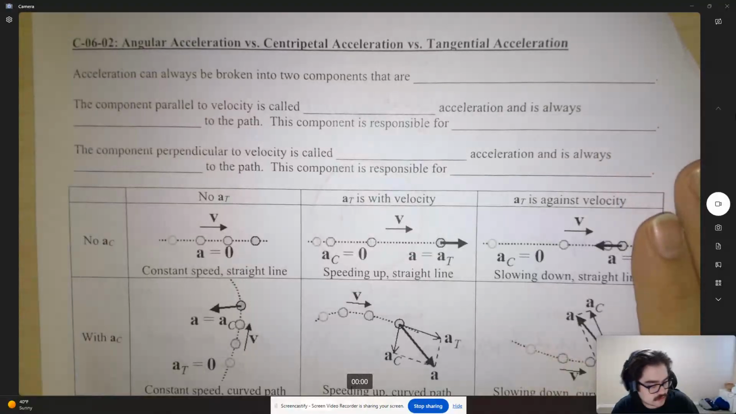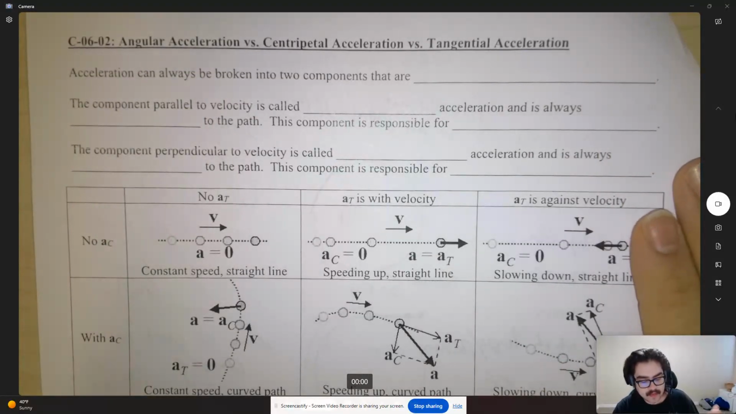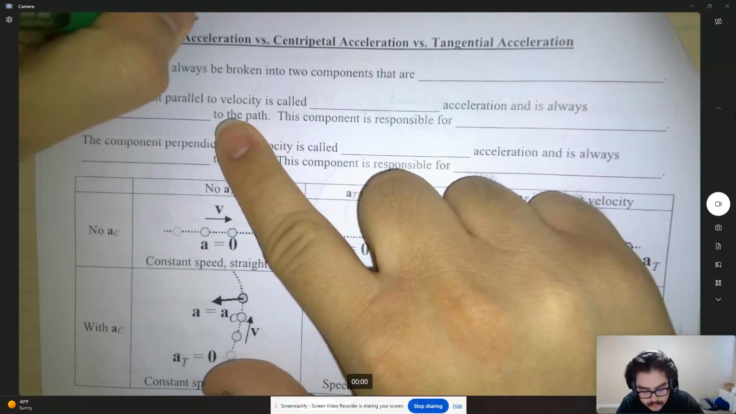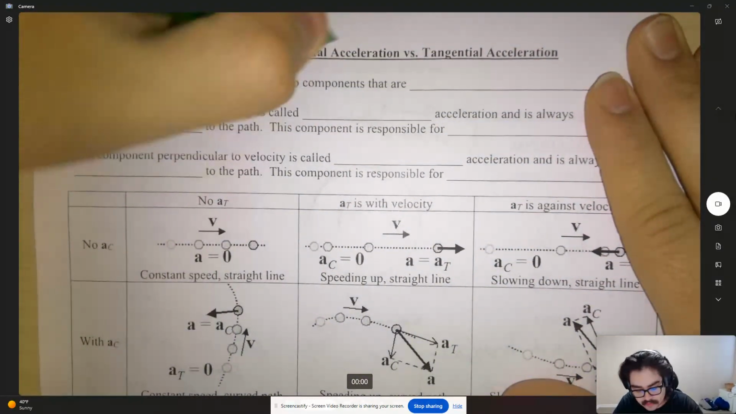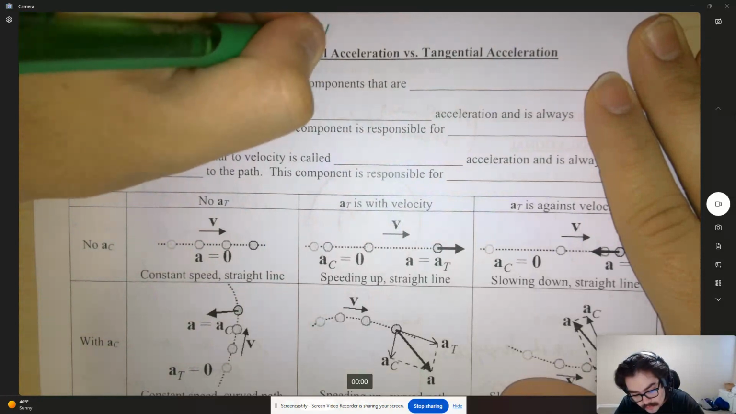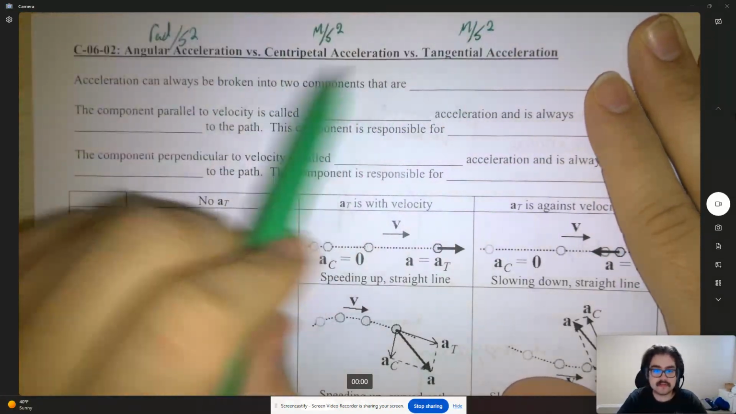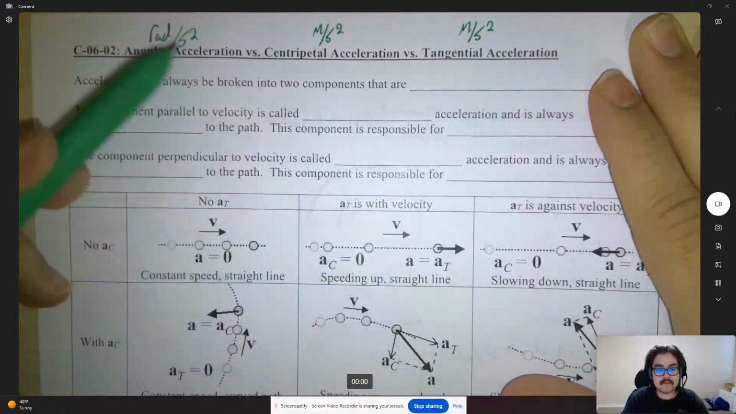Okay, so let's start by looking at these types of accelerations. Angular acceleration. This is measured in rad per second squared. Centripetal acceleration is actually measured in meters per second squared. And fun fact, this is also measured in meters per second squared. So you actually have two types of acceleration measured in meters per second squared. This is rad per second.